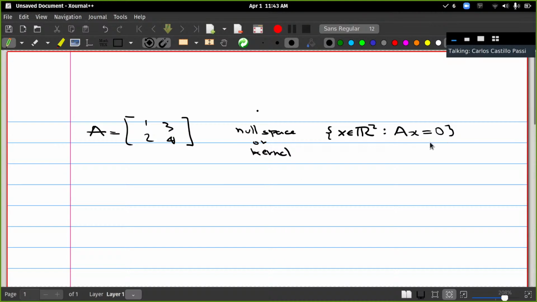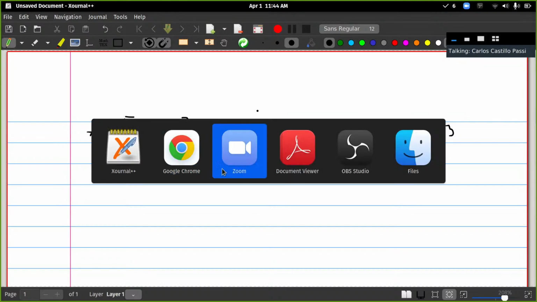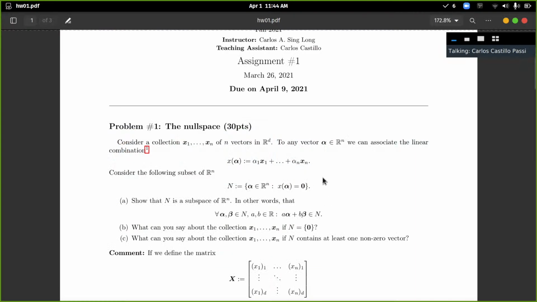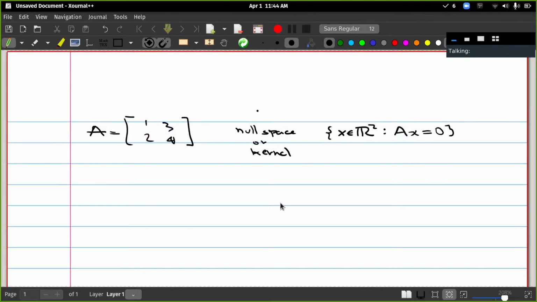But let me think how to say it. Well, basically it's the set of all the elements in the given space that gives you 0, okay? And if you see the homework here, it is written in a different notation, but it's basically the same. Let me first translate this to the notation I just wrote.